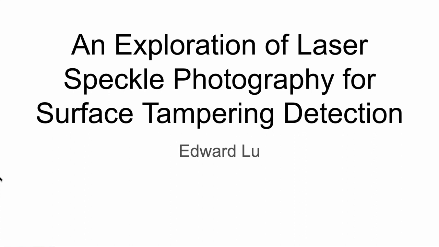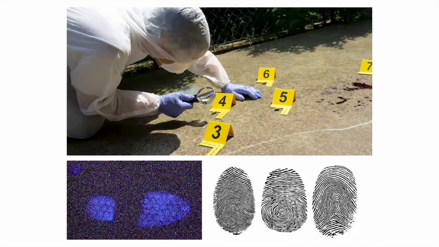For my project, I have implemented the paper Laser Speckle Photography for surface tampering detection. In many scenarios, such as forensics or crime scene analysis, it is often desirable to know if and where a surface has been touched or tampered with. Given a pair of regular images, it is nearly impossible to find where a surface was tampered with.